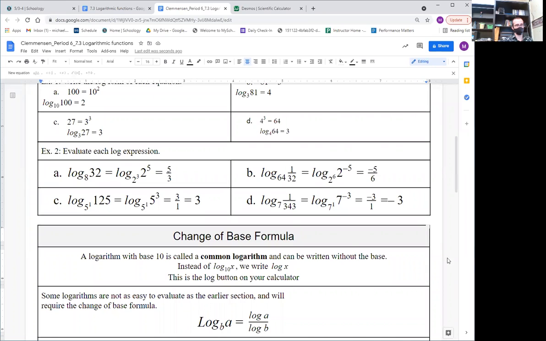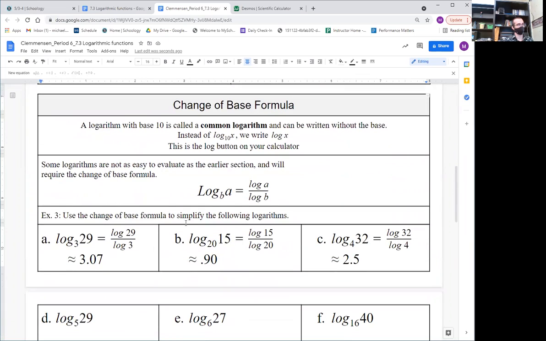All right, let's go over our change of base formula now. So we just went over C and D. Before we can use our change of base formula, we have to talk about the type of logarithm your calculator uses, and that's called our common logarithm. Our common logarithm has a base of 10, and it's always written without the base. So whenever you see no base like this one, log x, just know that there's an invisible 10 right down here.